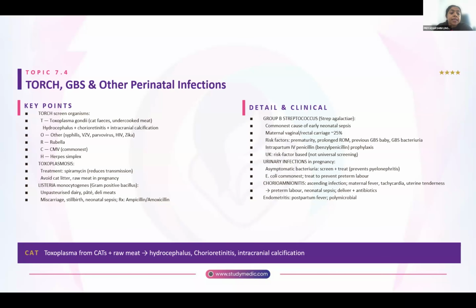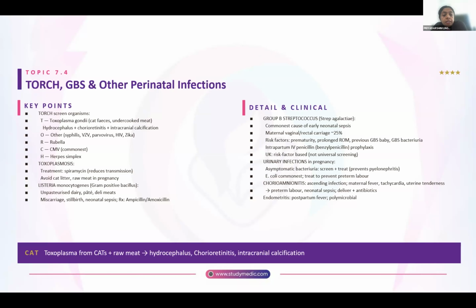Okay. And next, coming to toxoplasmosis per se. Now, toxoplasmosis, the treatment of choice is going to be spiramycin. It reduces transmission. And what are the other key factors that you have to tell the woman? Tell her to avoid cat litter and raw meat in pregnancy.